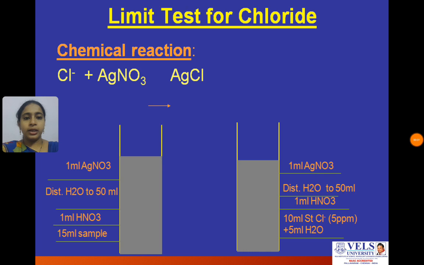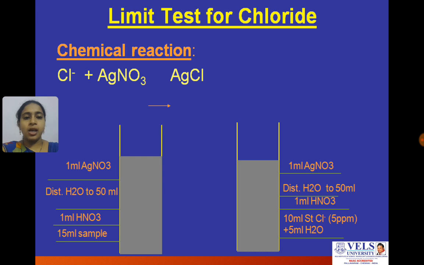Coming to the chemical reaction of the chlorides limit test. Here the soluble chlorides, when reacted with AgNO3, form AgCl, which forms a precipitate and gives opalescence to the solution. How to do the procedure for the limit test for chlorides?